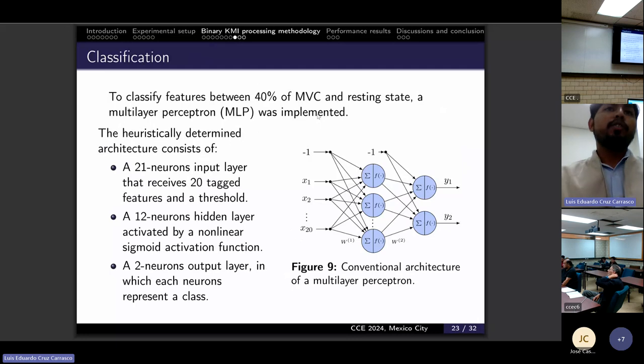These HORTS features, or HORTS exponents, were used to train a multilayer perceptron model to classify the different states between the KMI execution and the resting state. The architecture of the multilayer perceptron was heuristically selected, with 21 neurons in the input layer, that are the 20 features from HORTS with a threshold. These features were tagged before training.